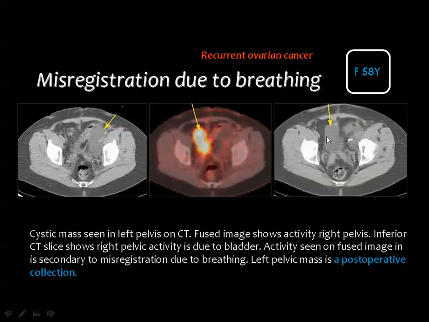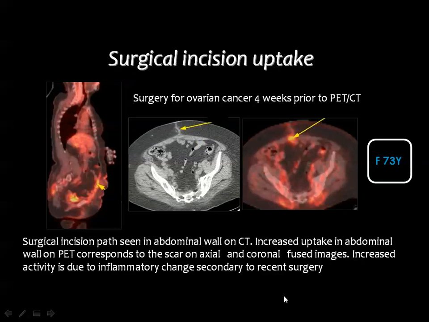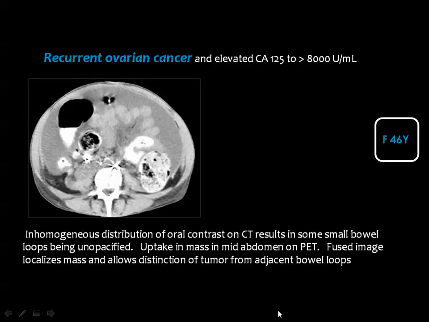This is the urinary bladder, which contains the isotope, and the collection is not metabolically active. It is a post-operative collection. Also, post-operative scars will show increased uptake in PET-CT, and you should be careful about this.